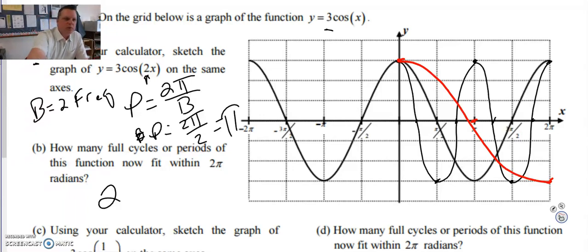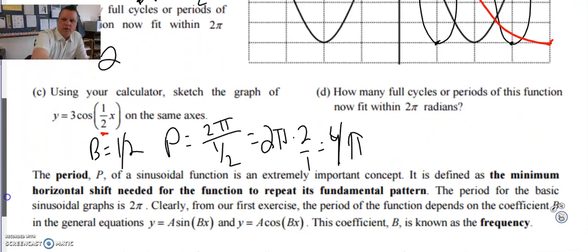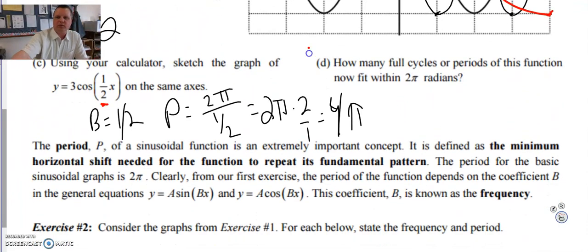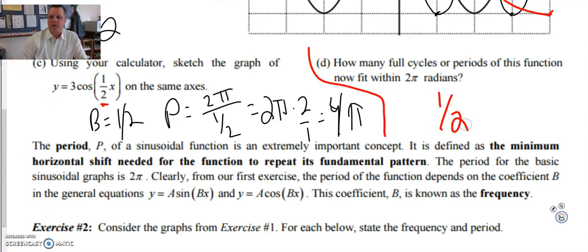Regents exam. Okay? So now it says how many full cycles or periods of this function now fit within 2 pi radians, and that's just a half. Okay, half of a full cycle.